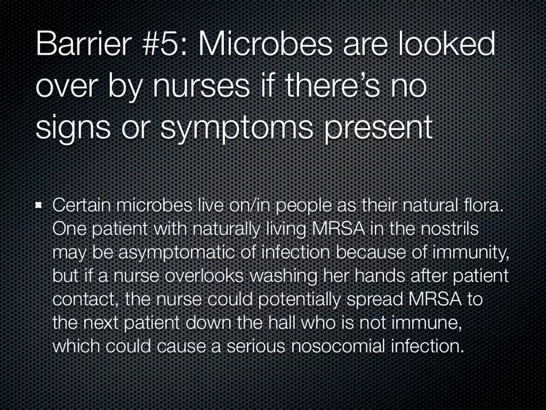Barrier number 5. Microbes are overlooked by nurses if there are no signs or symptoms present. Certain microbes live on or in people as their natural flora. One patient with naturally living MRSA in the nostrils may be asymptomatic of infection because of immunity. But if a nurse overlooks washing her hands after patient contact, the nurse could potentially spread MRSA to the next patient down the hall who is not immune, which could cause a serious nosocomial infection.